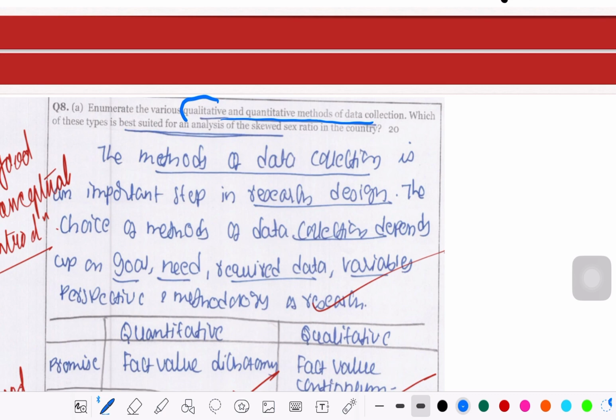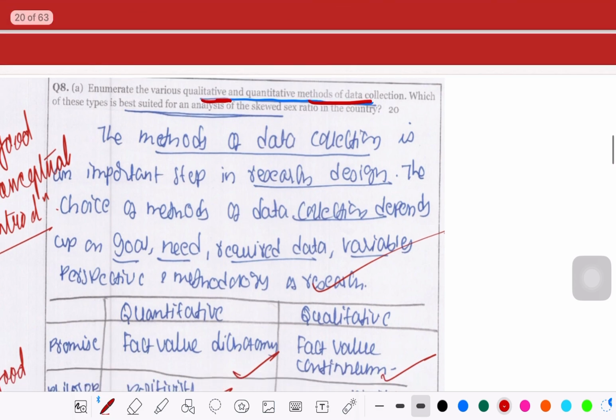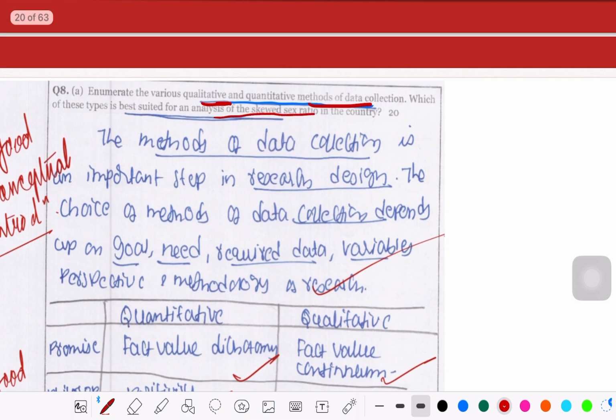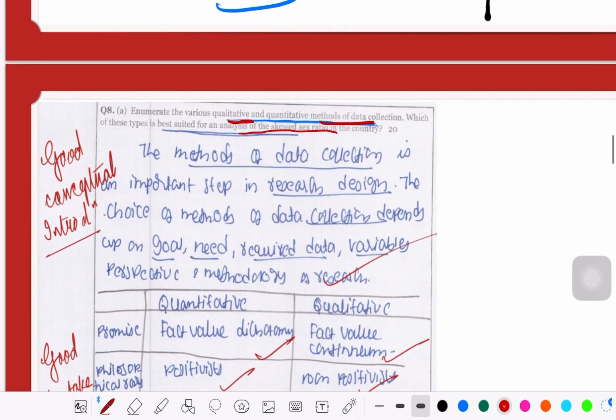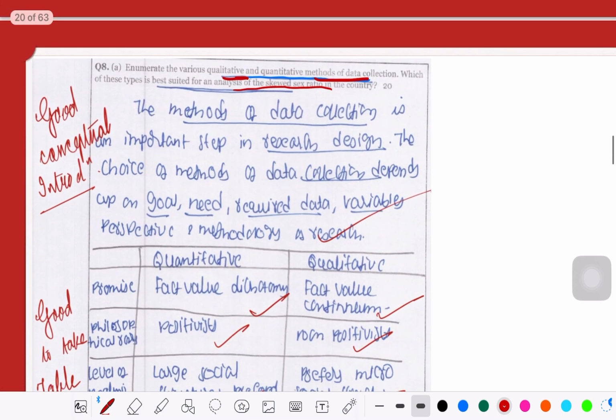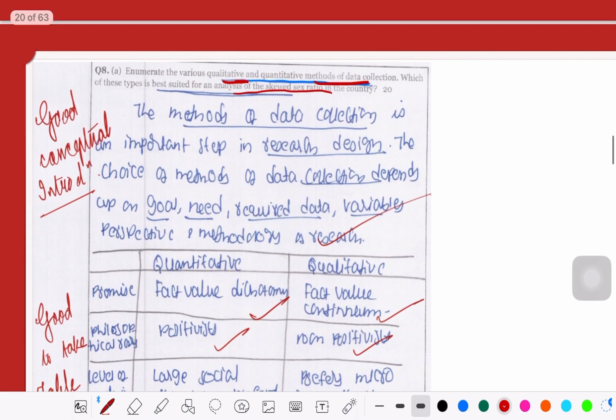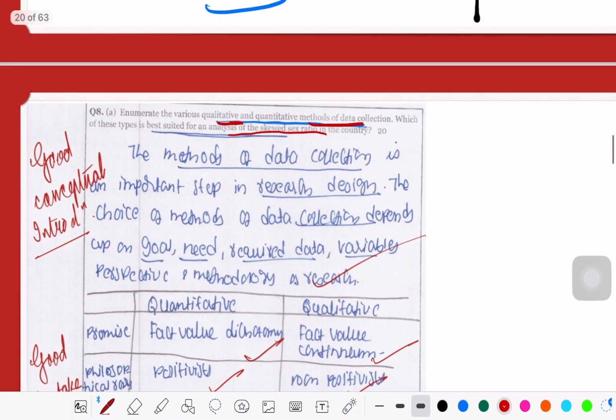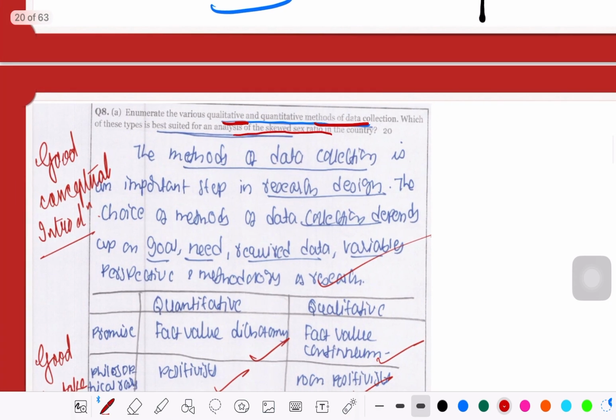This is a 20-mark answer, and the question is a bit longer. Enumerate the various qualitative and quantitative methods of data collection and which of these types is best suited for an analysis of the skewed sex ratio in the country. So we need to talk about both qualitative and quantitative methods of data collection, and then highlight which type of method is best suited for an analysis of skewed sex ratio in the country.